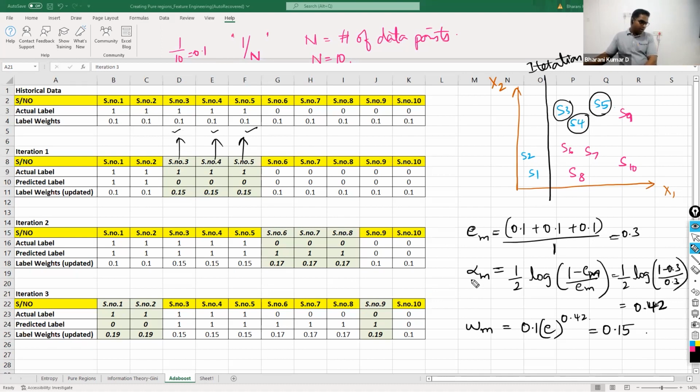This alpha m is called the loss function. For now, just remember that this is the loss function. When we get into neural networks, I'm going to explain it in detail. But for now, just remember that this is called the loss function.